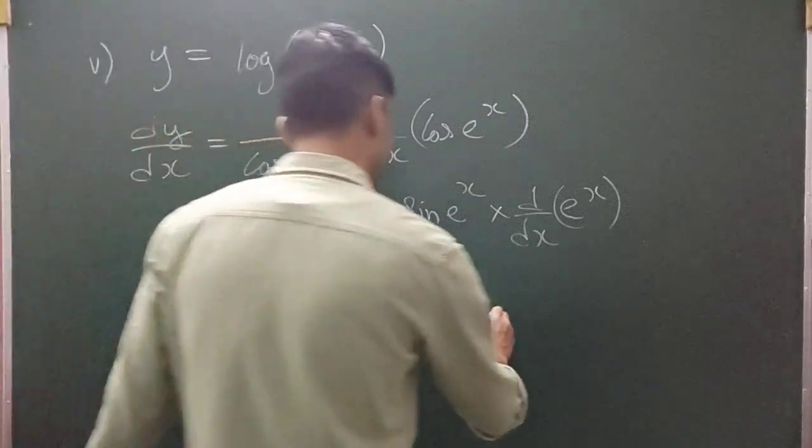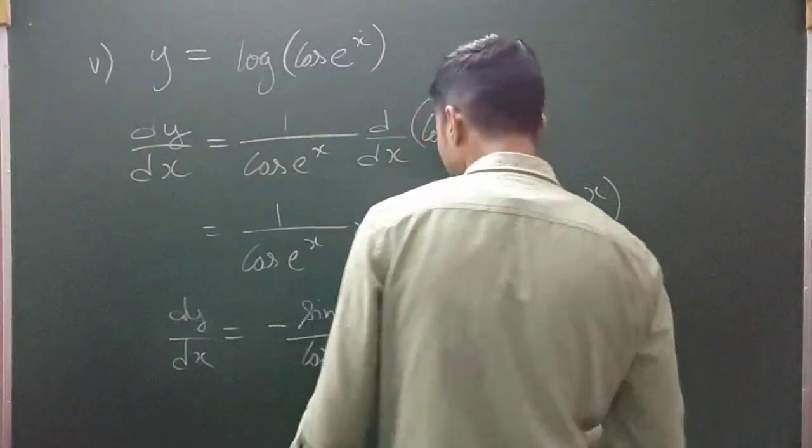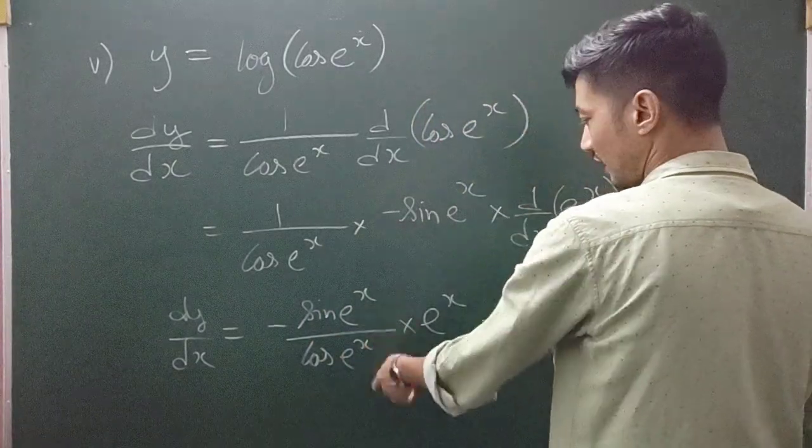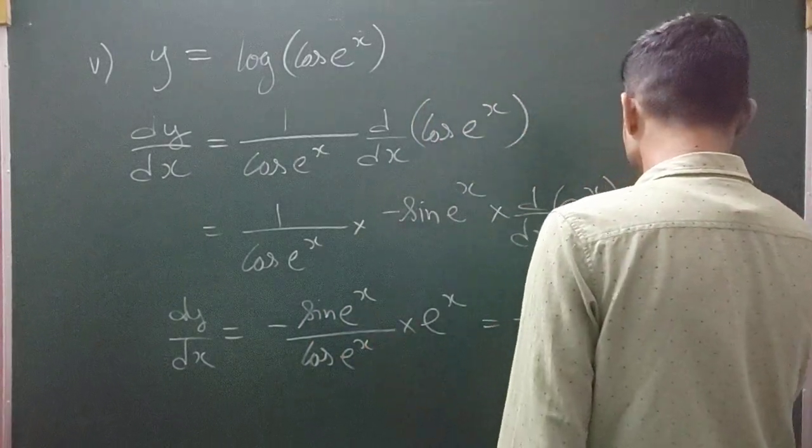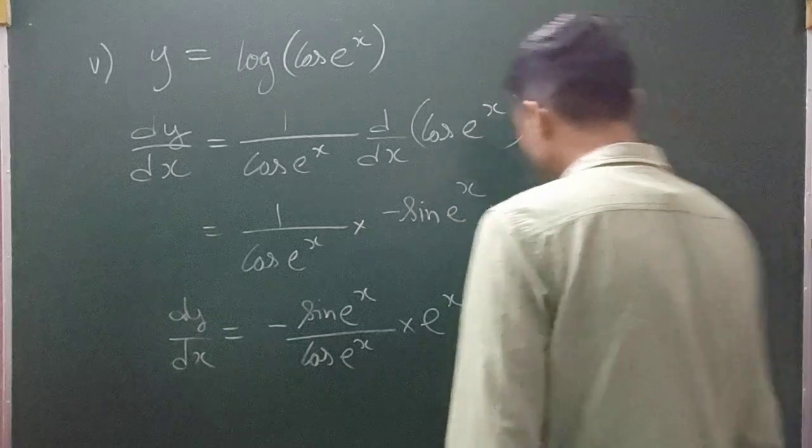So that can also be written as minus of e power x sine theta by cos theta, both angles same, tan theta.